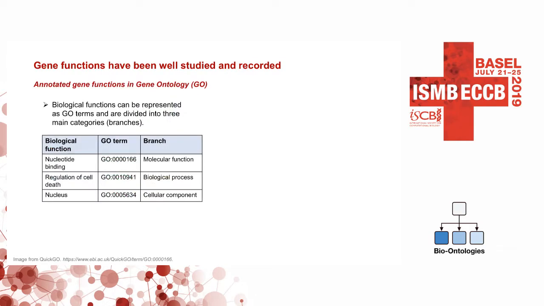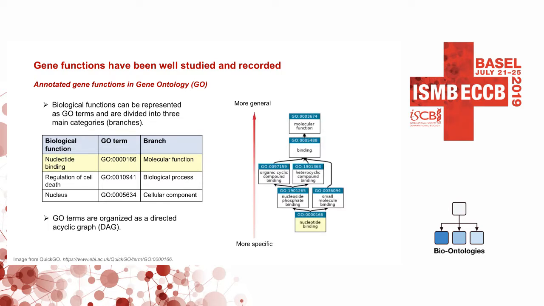On the other hand, gene functions have been well studied and recorded. One of the most popular databases is the Gene Ontology database, or GO. In GO, each function is represented as a GO term, and each GO term belongs to one of 3 main categories. All the GO terms are organized as a directed acyclic graph, or DAG. In the DAG, each node is a GO term, and the edges indicate how more general GO terms are divided into more specific functional terms. So with these defined terms, the GO database can describe gene functions by tagging each gene with a set of GO terms.